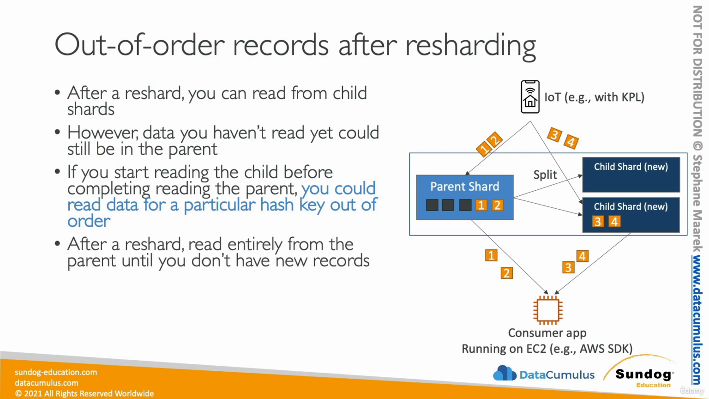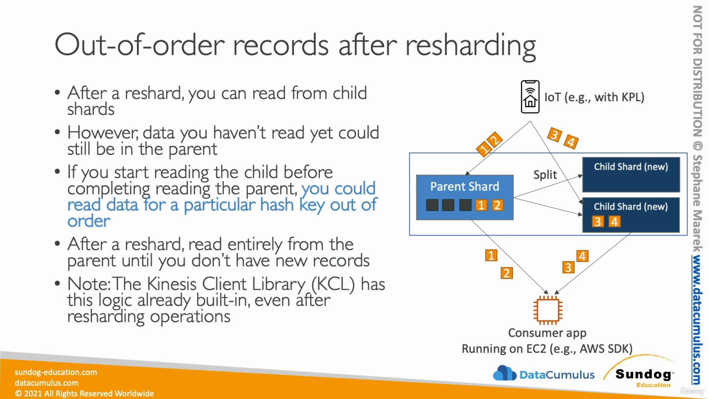So the guideline is that after a reshard, in your consumer application logic, you need to make sure that you read entirely from the parent until there are no new records from the parent. That means you reach the end of the parent shard, and then you can start reading from the child shard. This will guarantee the order of the records. Now, this can be complicated to implement. So as a note, the Kinesis Client Library, the KCL, already has this logic built in, even after the resharding operation, so you're good to go. Hopefully you're good with that use case, and this can come up in the exam.